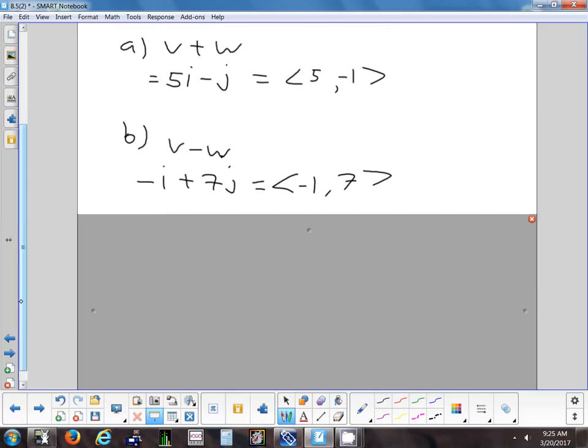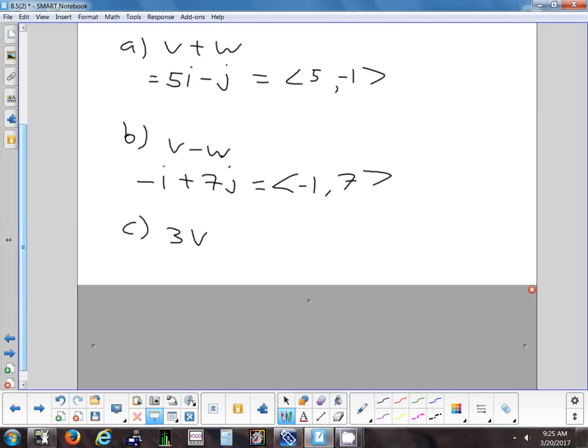All right, let's take a look at scaling. Austin, what's going to happen here? You don't have to give me an exact answer. Just describe how 3v compares to v. It's going to make it longer. How many times? 3. Yeah, it's going to triple each component. It's going to be 3 times as long. How about the direction? Doesn't affect it. Yeah, direction will not be affected.